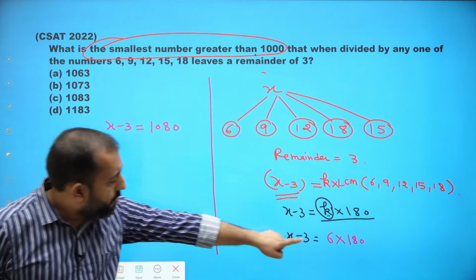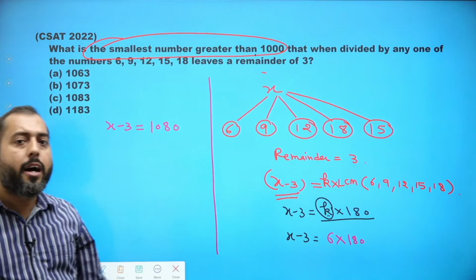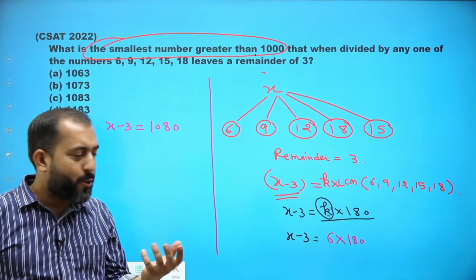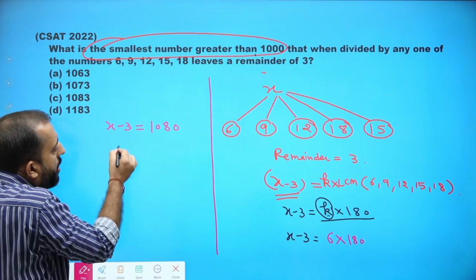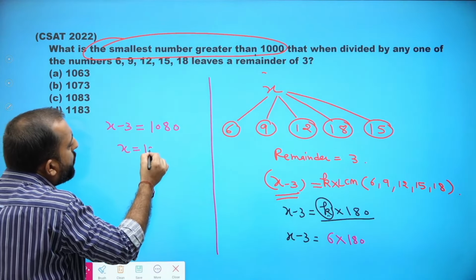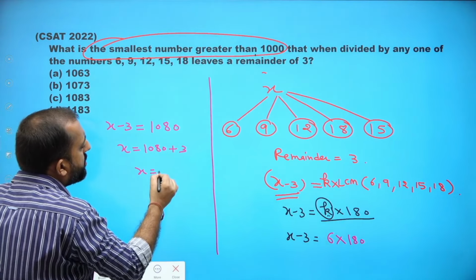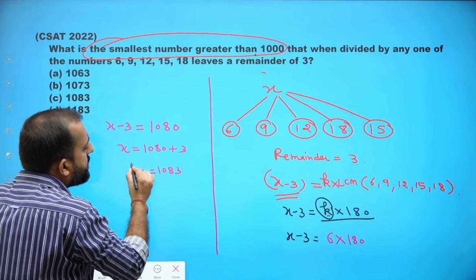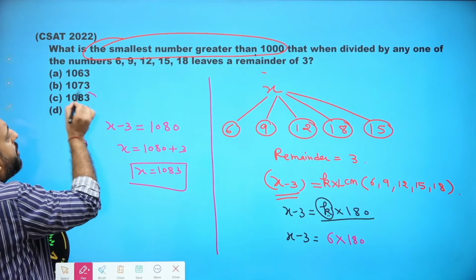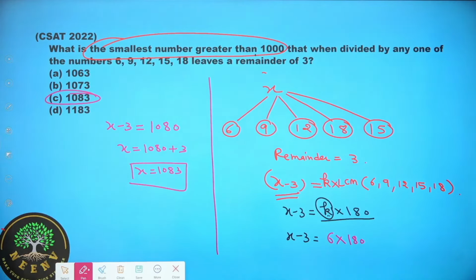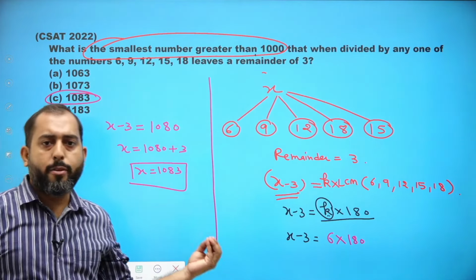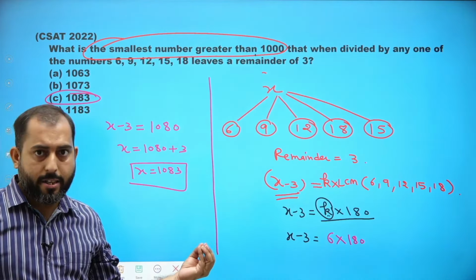See, 18 sixes are 108. Okay, 1080. So from here x comes out to be equal to 1080 plus 3, and your final answer is 1083. Hence the answer is option C. I hope class this is clear to you. So this is how we can solve this question with the help of LCM.